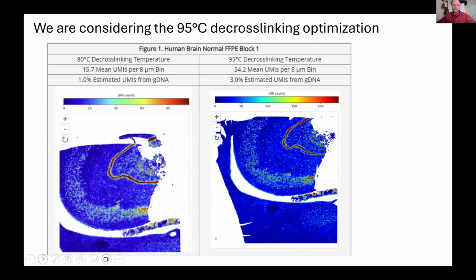One of the things we do want to try in the lab, one of the recommendations from 10x, is to consider a different extraction temperature, the de-cross-linking temperature. This is something that we will try in our workflow, just to see if we get a higher RNA yield from the samples.